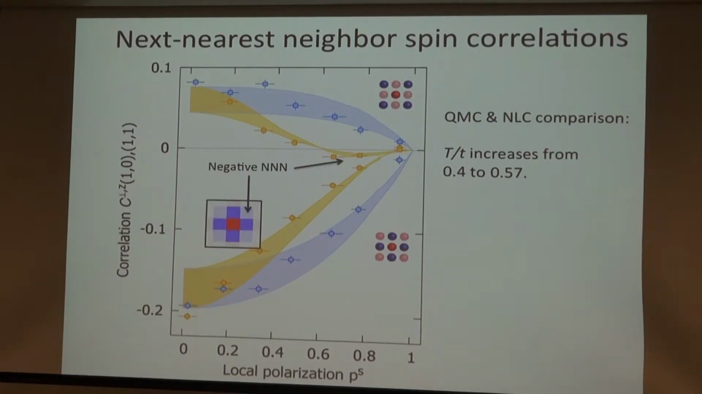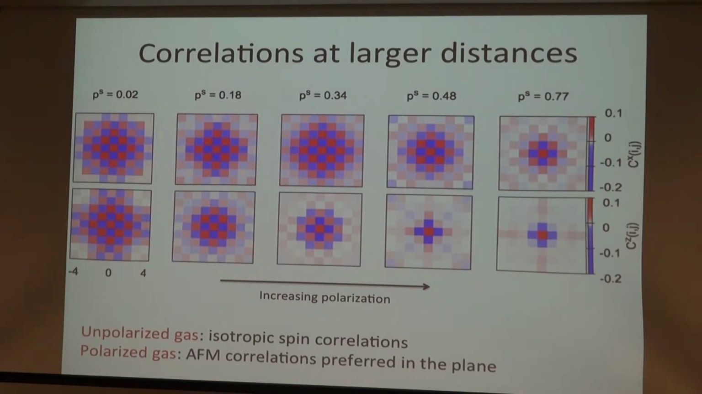You can see they switch to blue essentially. Now, of course, we're not restricted to just looking at nearest neighbor or next nearest neighbor. We can look at any distance correlations. These are the checkerboards you're seeing here. This is for a spin-balanced gas. The top row is correlations orthogonal to the field, and the bottom row is correlations along the field. Roughly, the correlations look similar. The range is about 4 sites or so.